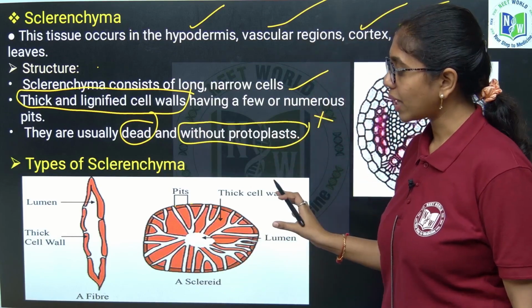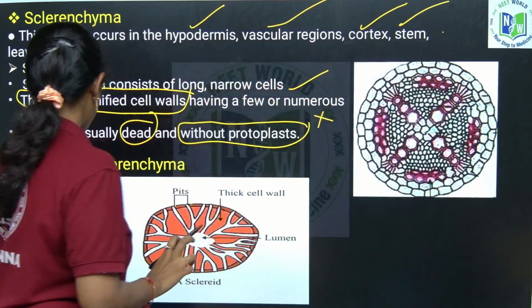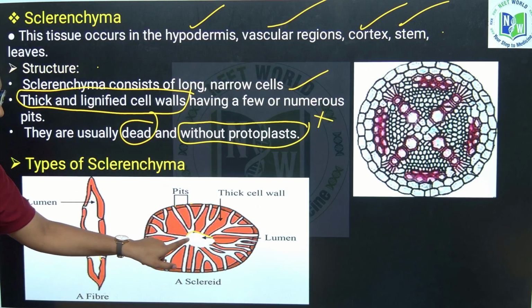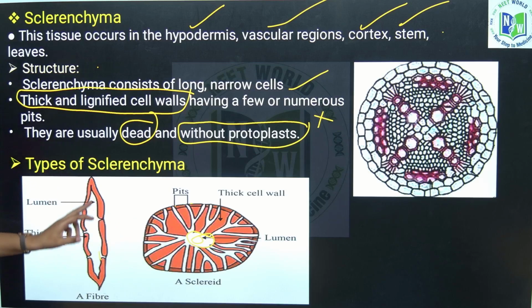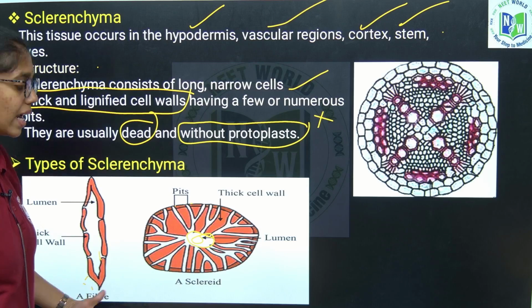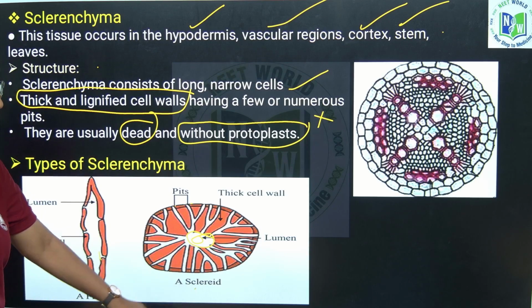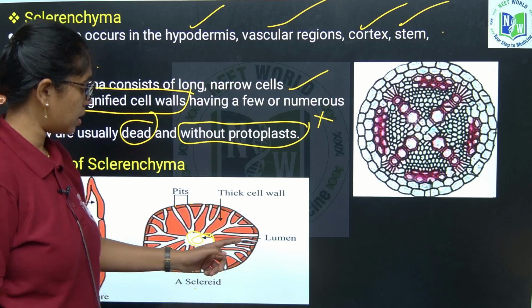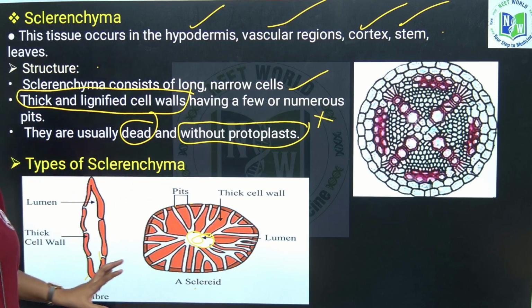It is of two types, fibers and sclerids. Fibers have a narrow lumen, sclerids have a very narrow lumen. The cell of a fiber is elongated. You will see the fiber type of tissues in xylem fibers and phloem fibers. Sclerids are also seen in the pulp of fruits and fruit walls of nuts. These are the areas where sclerids are present.